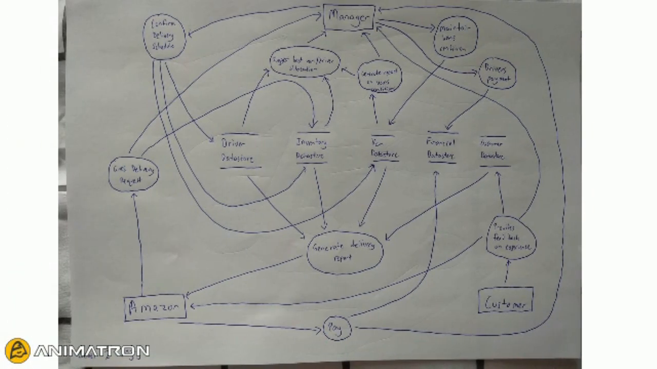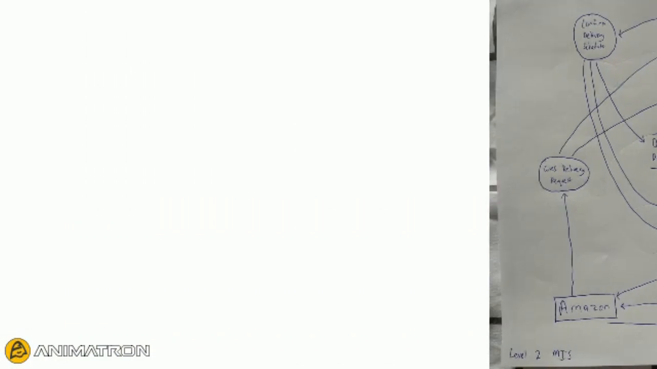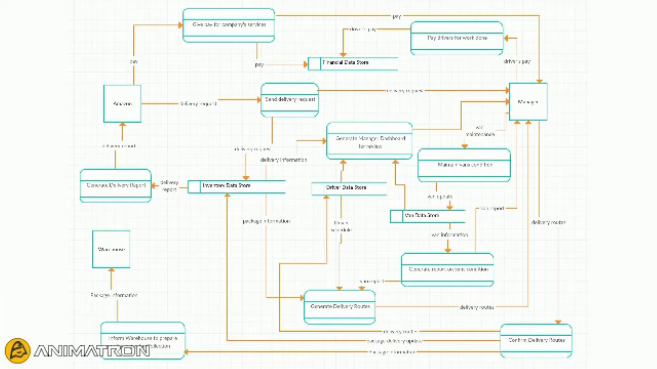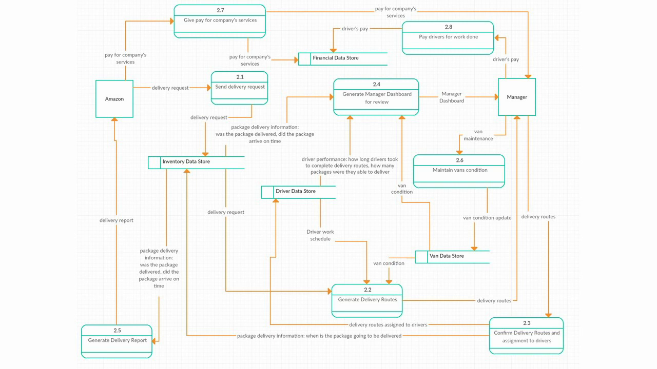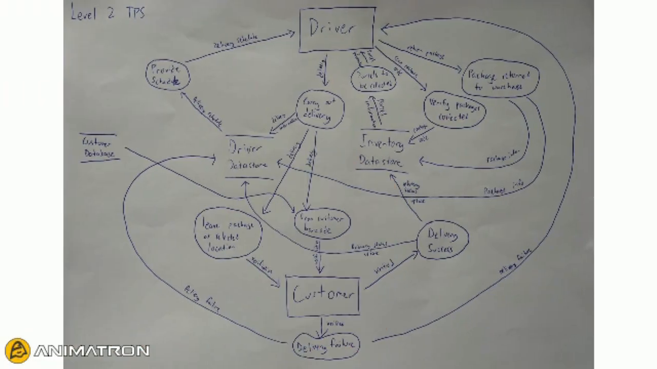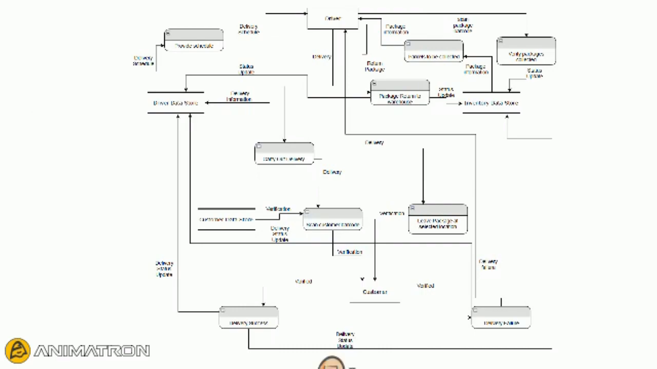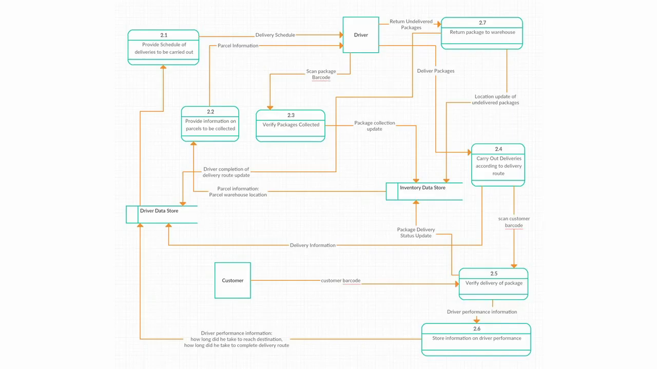We then created a level 2 MIS to show the flow of information required for the manager to carry out his task, examining requirements such as creating delivery routes for drivers, creating a dashboard for review, and handling pay administration. The level 2 TPS was created by examining the flow of information necessary for the driver to complete his job. These were requirements such as making sure the driver knows where to go, collects the correct packages for delivery, and could verify that the packages had been delivered successfully.